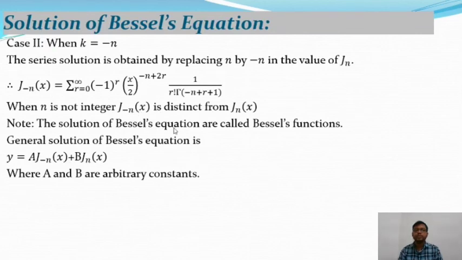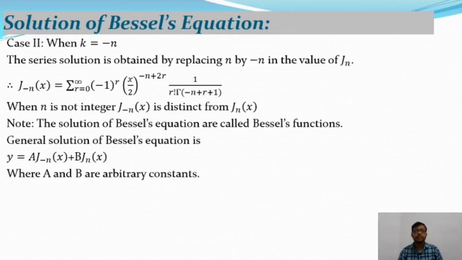The solutions of the Bessel's equation are called Bessel's functions, and the general solution of the Bessel's equation is y equals a into J of minus n of x plus b into Jn of x, where J of minus n of x and Jn of x are the Bessel's functions, and a and b are arbitrary constants. These two Bessel's functions are distinct when n is not an integer. Let us move on to the next slide.